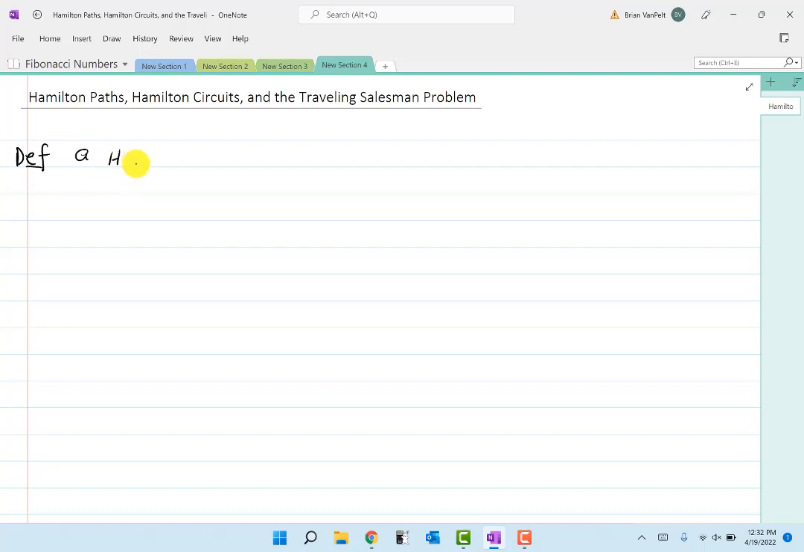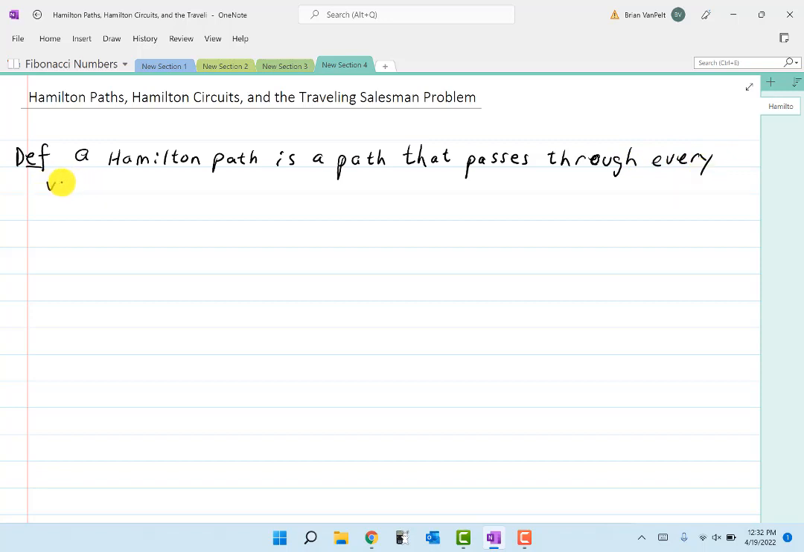A Hamilton path is a path that passes through every vertex exactly once.